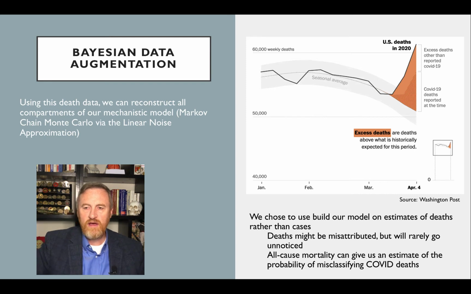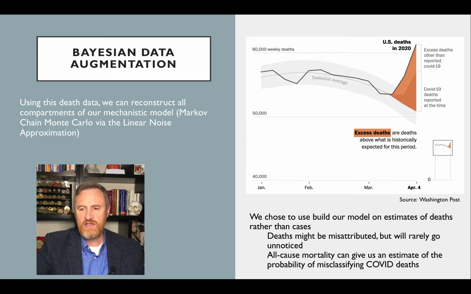So what I'm showing in the plot here to the right is the seasonal average in the gray band. This is reported in the Washington Post. Seasonal average of deaths in the U.S. and then the black line reports the deaths in 2020. And so what you'll see is there is a spike that occurs here in the middle of March, going up through April, right, as this gets significantly higher. And you see the dark shaded area can be attributed to COVID deaths, and the light shaded area is deaths that have not been attributed to COVID.